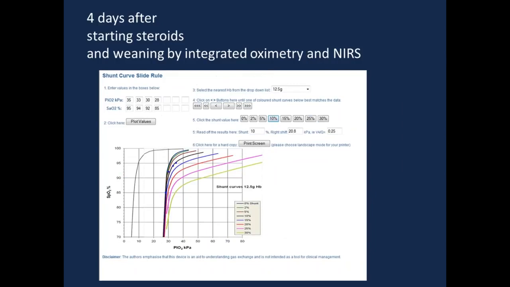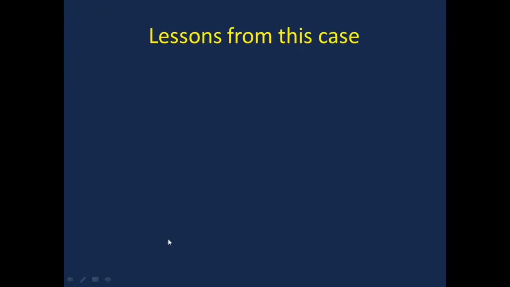A few days after, we started steroids and we started weaning by integrated oximetry and near-infrared spectroscopy to be sure the brain saturation was maintained within the normal. And now you have the FiO2 between 35% to 28%. That's the oxygen reduction test. You have the right to left shunt improved to only 10%, and the VQ ratio improved to 0.25. So with a small change in the inhaled FiO2, we have a significant change in the saturation.